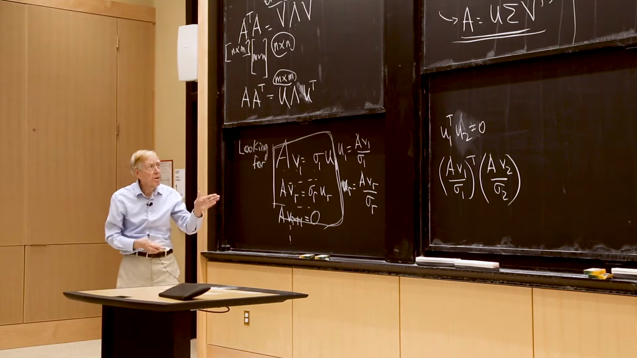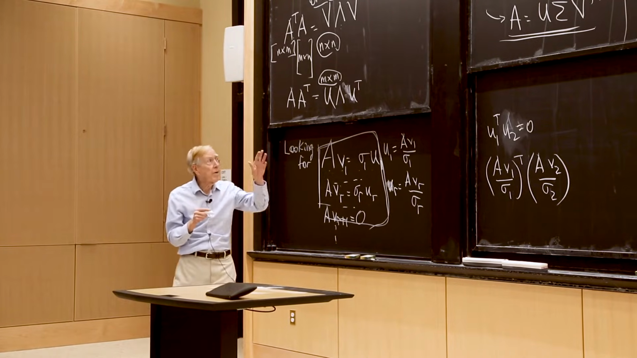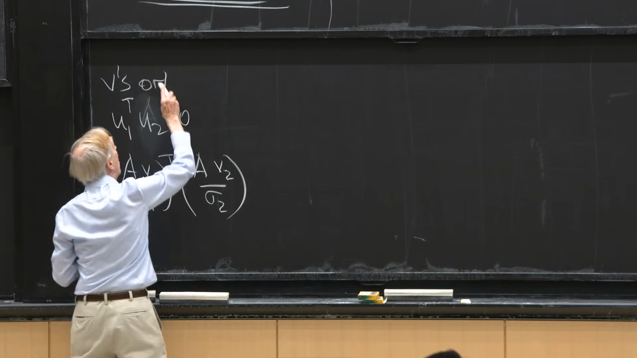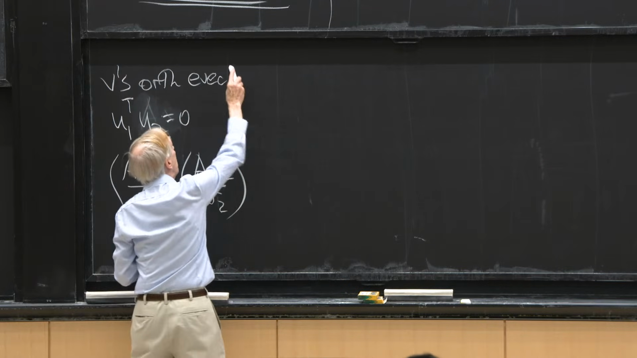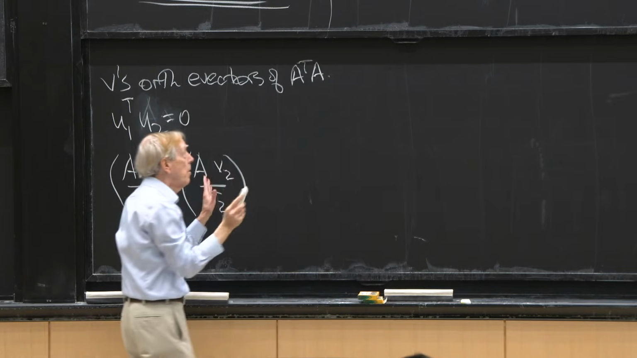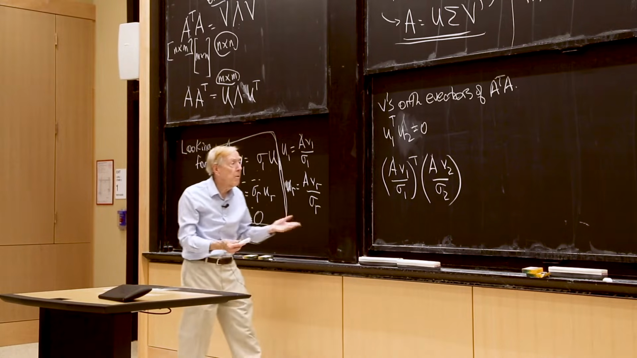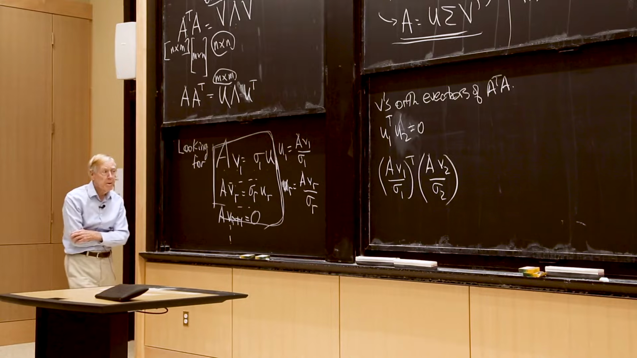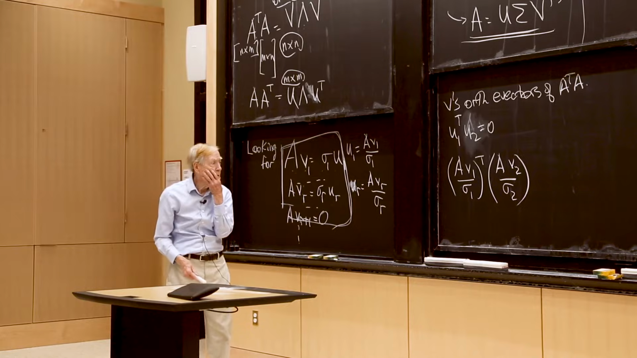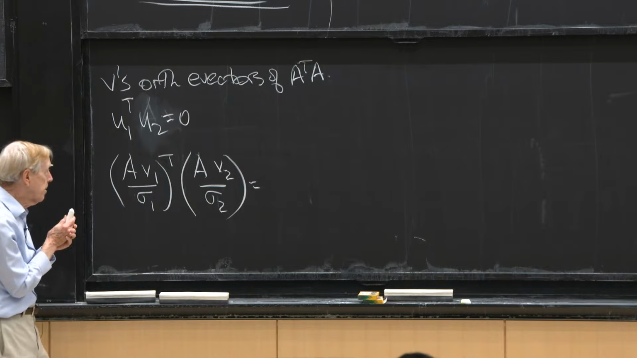The V's are orthogonal. We know the V's are orthogonal. They're orthogonal eigenvectors of A transpose A, which I know we can find. Then I chose the U's to be this, and I want to get the answer 0. Are you ready to do it? We want to compute that and get 0. So what do I get? We just have to do it.